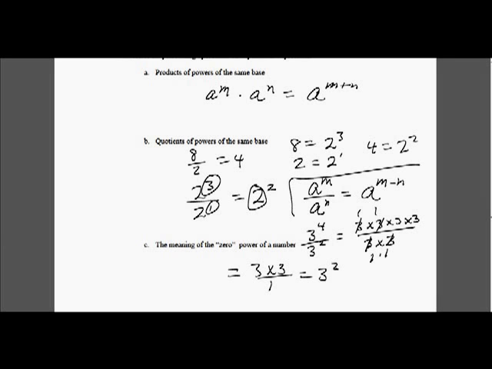Looking at this in relation to the general rule, a in this case is equal to 3, m is equal to 4, n is equal to 2, and so I have then that 3 to the 4th divided by 3 squared is equal to 3 to the 4 minus 2, or that is equal to 3 squared.